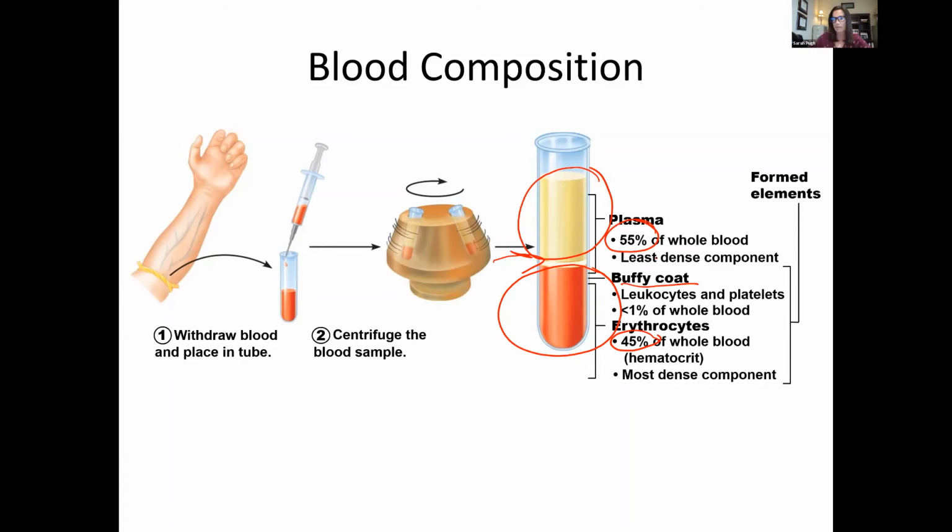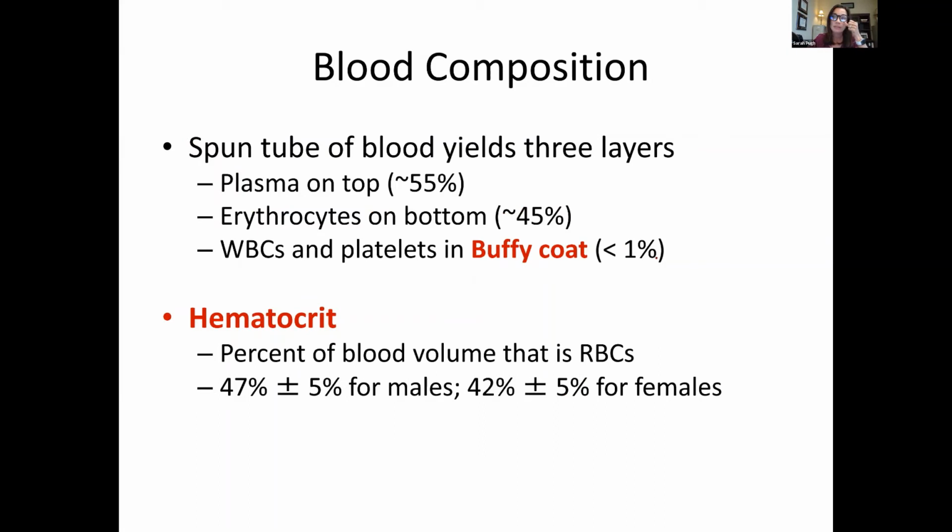All right, so let's go back. And that's exactly what this slide tells you here. So the plasma, which is on top, it's the lightest, that straw colored material is a little more than half. Red blood cells are at the very bottom. They're the heaviest. They're a little less than half, 45%. And then white blood cells and platelets, that buffy coat, make up less than 1%.